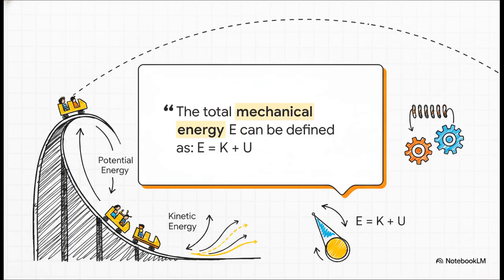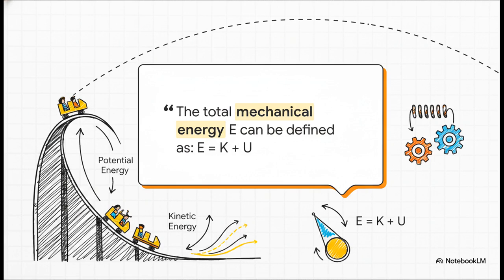This brings us to a really beautiful concept, the law of conservation of mechanical energy. Notice the equation, E equals K plus U. The total mechanical energy in a system is just kinetic energy plus potential energy. They simply trade places, while the total amount stays perfectly constant. As long as we ignore outside forces like air resistance, the energy doesn't vanish, it just transforms.